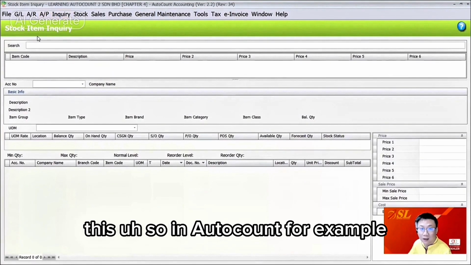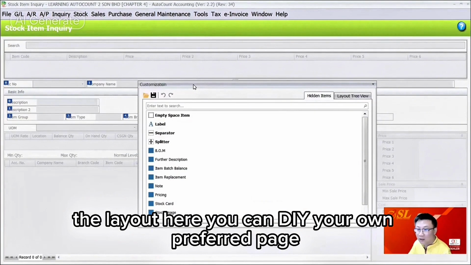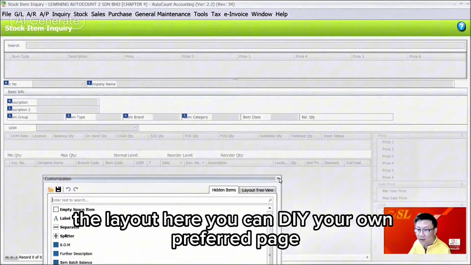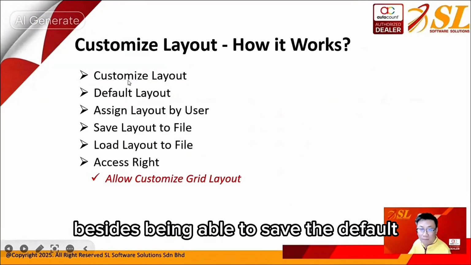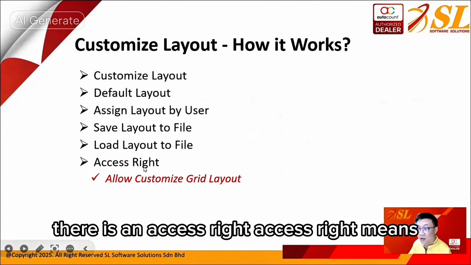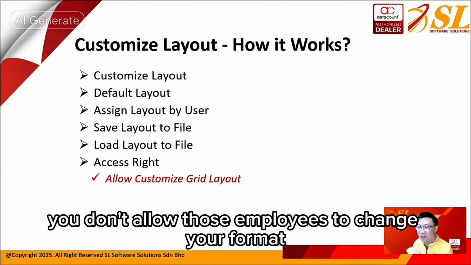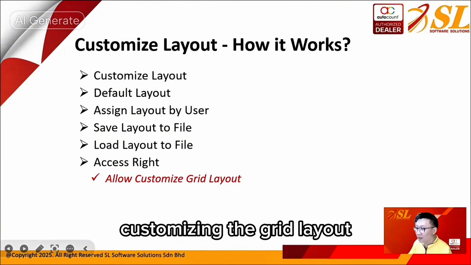So in AutoCount, for example, the item inquiry can also be right-clicked to customize the layout. Here, you can DIY your own preferred page. Let's see what other settings there are. Besides being able to save the default layout, you can also load it. Lastly, there is an access right. Access right means you don't allow those employees to change your format. This access right allows customizing the grid layout.